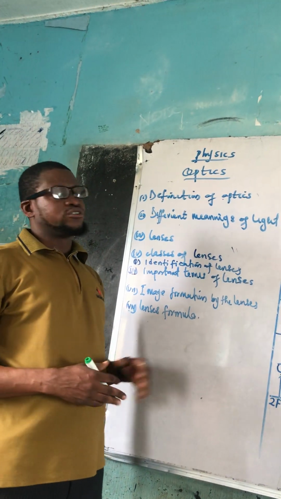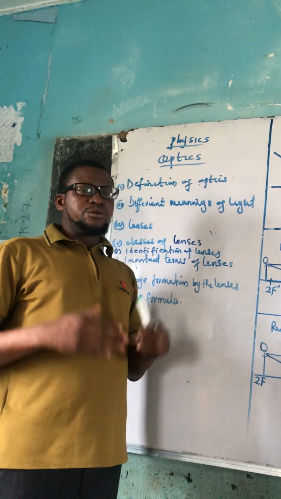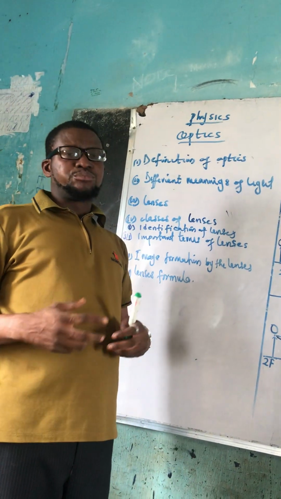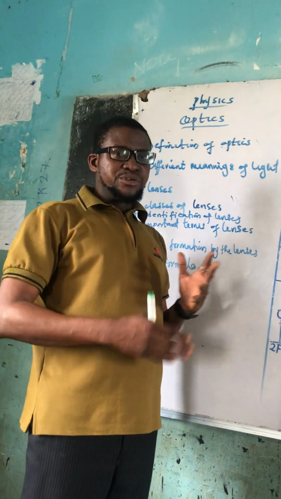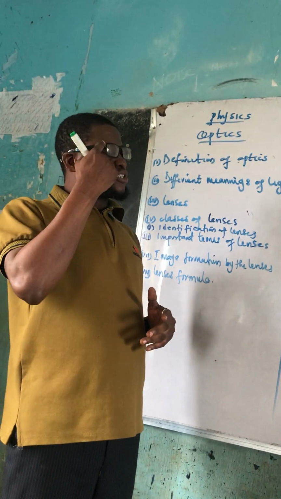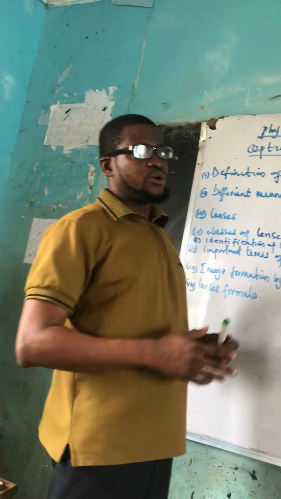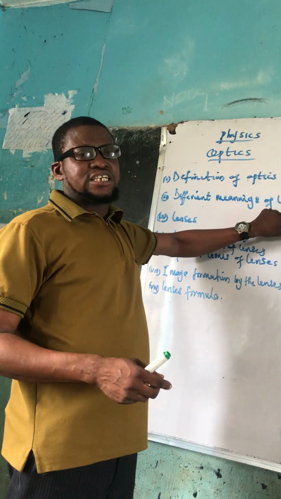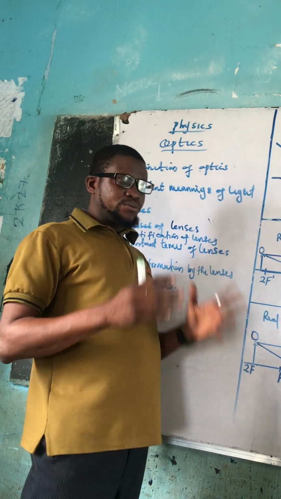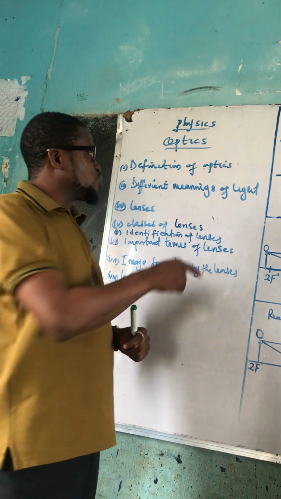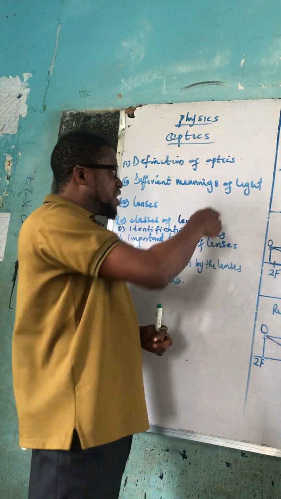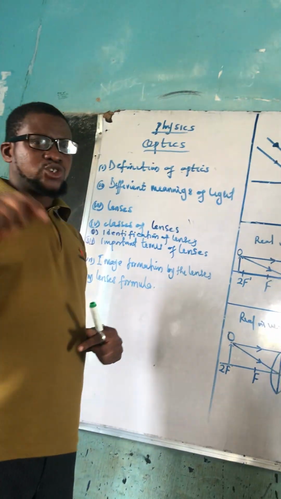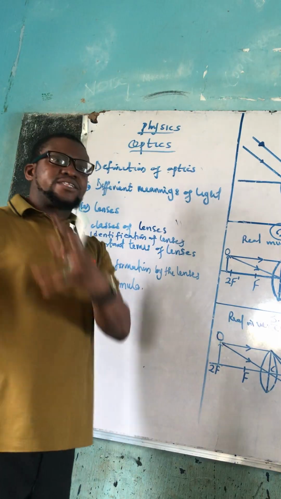So let's go by the definition. Optics is the branch of physics that studies light. We study the properties of light, we study the behavior of light, and it also studies the interaction of light with what? Matter. So optics generally studies what? Light. When you hear optics, it is a branch of physics that wants to lay more emphasis on light, not only to know the definition of light, but what are the properties of light.